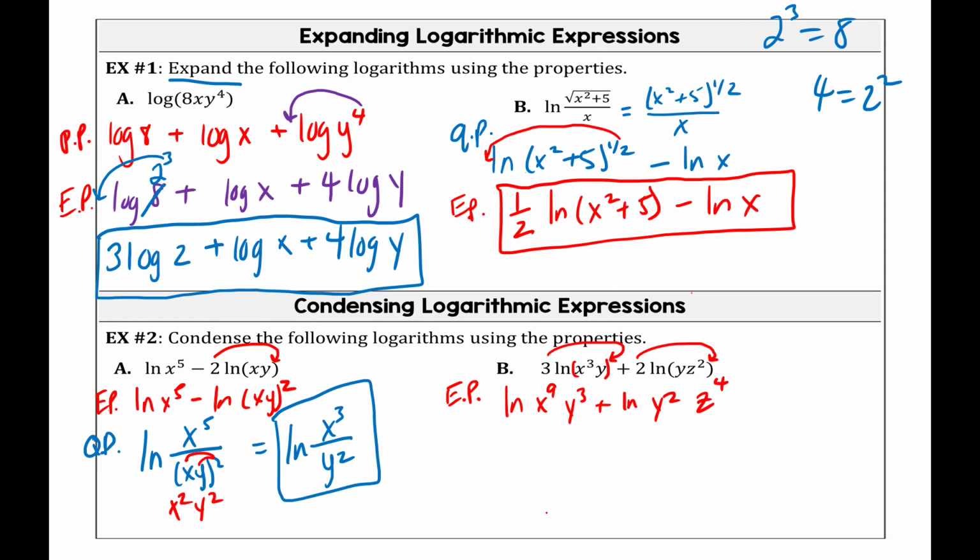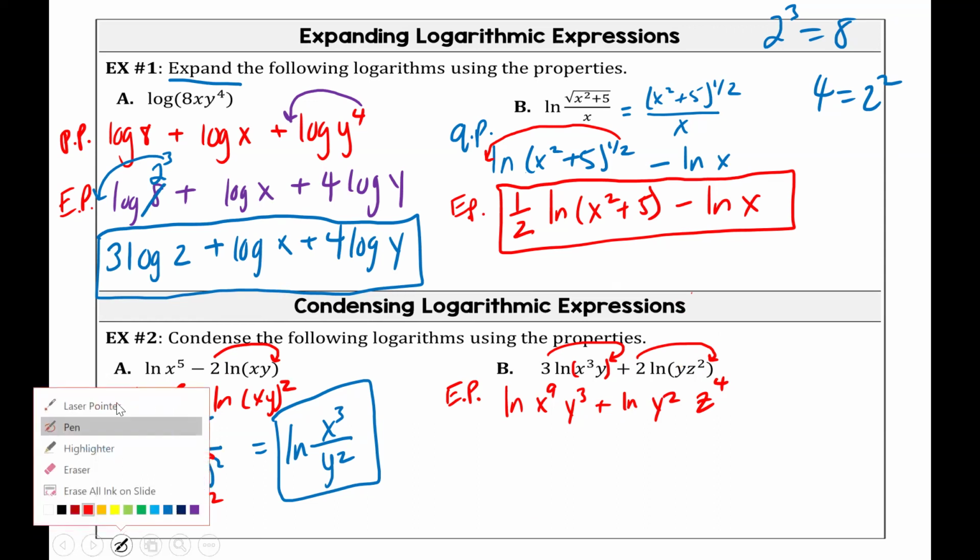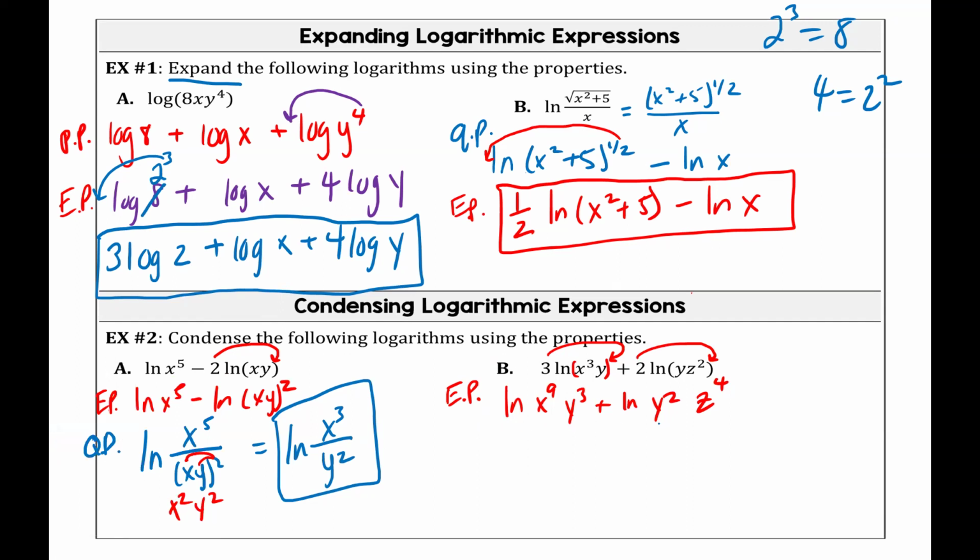Do we always start with exponential when it's condensing? Yes. And then what do we start with when you're expanding? Either your product or quotient, depending on which one it's at. So what is this going to be? We're going to multiply. Why am I multiplying? Plus, so we're going to be using the product property. So it becomes the natural log of x to the 9th, y to the 3rd, times y squared, z to the 4th.